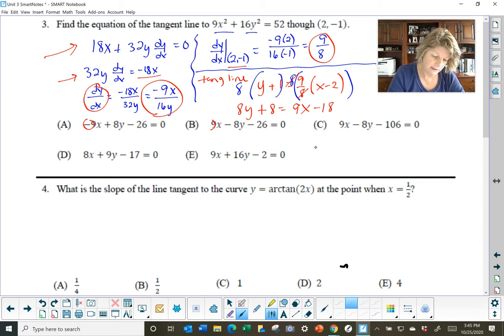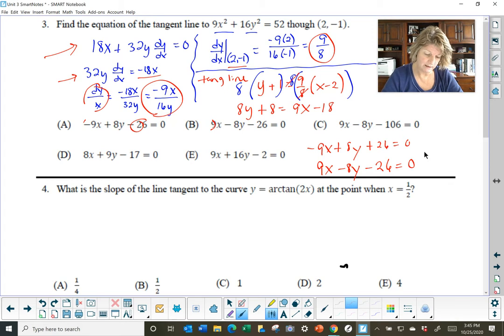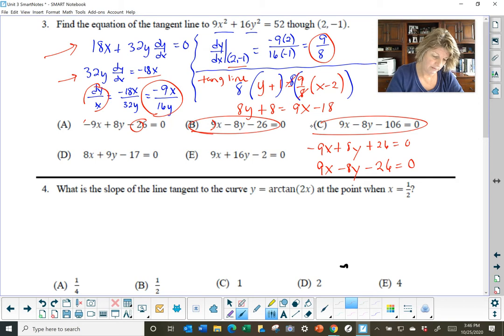Bring everything to one side. I'm going to get negative 9x plus 8y, and 18 added would give me 26, equals 0. That's a potential answer. Oh, they have negative 26. Should I have had negative 26? I don't believe so. So what if I switched my signs, multiplied both sides by a negative? I could have an alternate answer looking like this. Not C. It is B. Yep, that's the answer I got before.